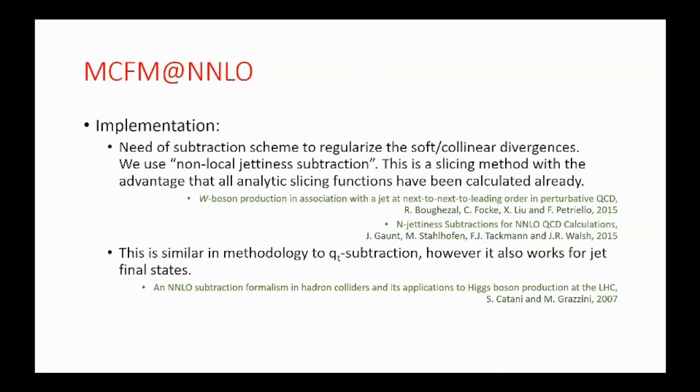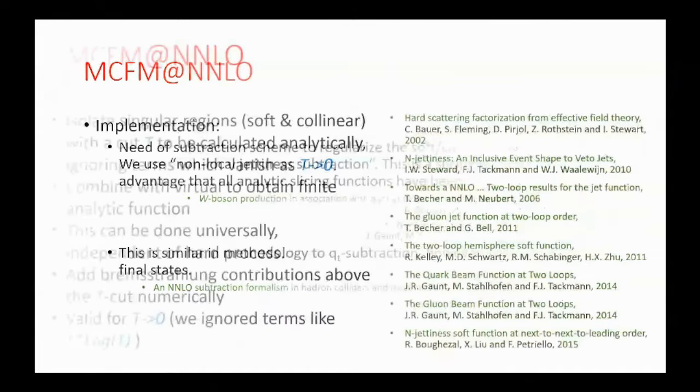And there's the advantage that all the slicing functions already have been calculated by people who do effective field theory and SCET. And this method is very similar to the QT subtraction method. However, QT subtraction doesn't easily work for jet final states, while the jettiness subtraction method works for jet final states without any problem.